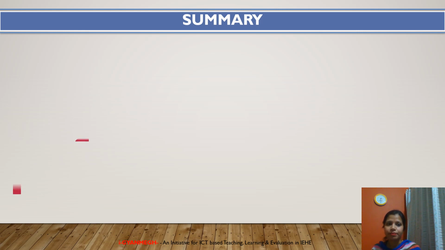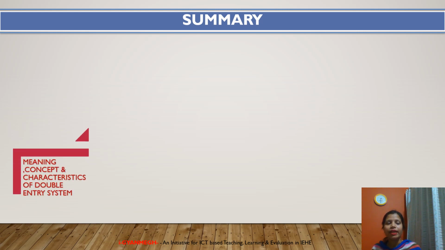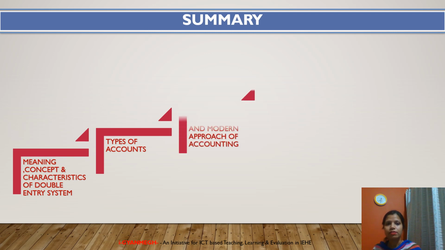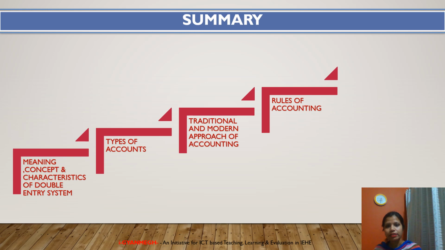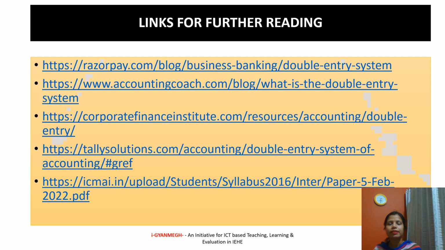So here is the summary. In this video, we have discussed meaning, concept and characteristics of double entry system. Next, we have seen types of accounts. After that, we have discussed traditional and modern approaches of accounting. Rules of accounting we have seen. Practical uses of rules also we have seen with the help of examples we have discussed.